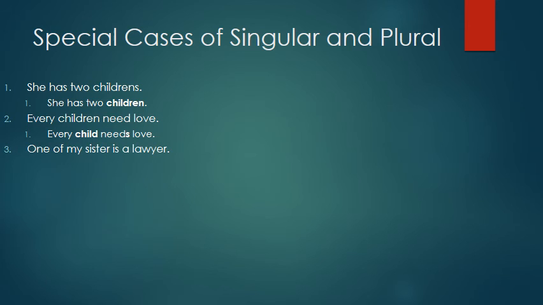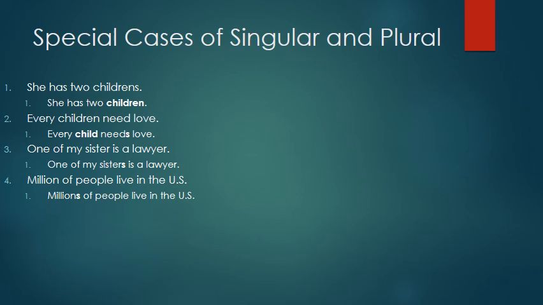One of my sister is a lawyer. What's wrong here? In this case, it should be one of my sisters is a lawyer, because after one of, we have to use the plural form of the noun. Million of people live in the US. What's wrong here? This one has to be millions of people live in the US, right? Because it's an inexact number. We don't have a specific number.